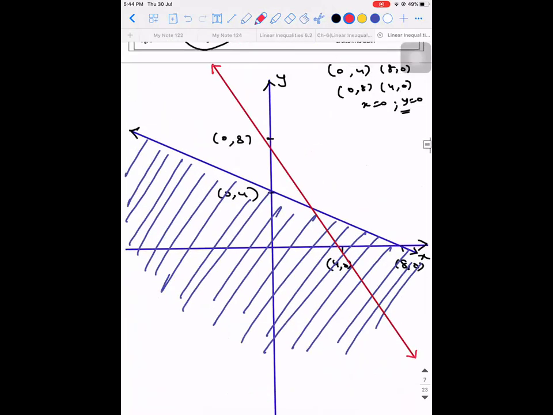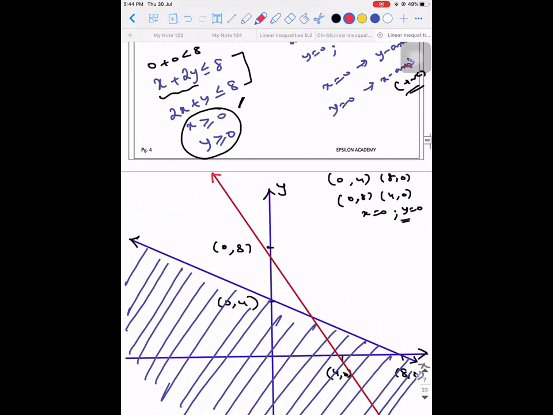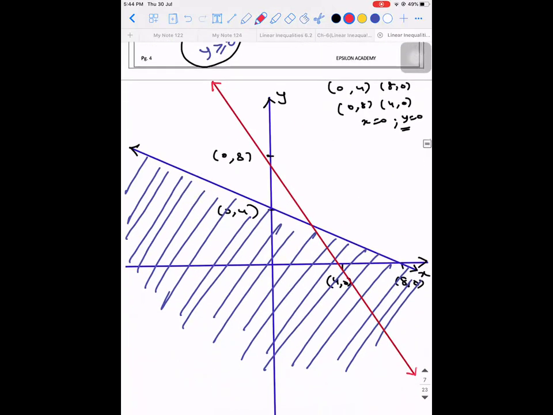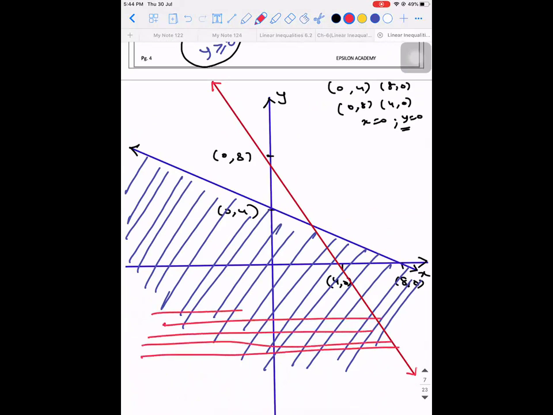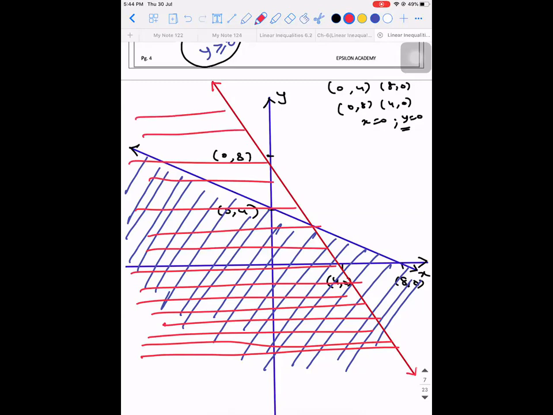Tell me, is origin included or not? Yes, sir. It is still included. So what I'll do, I'll use a different one. I'll use horizontal lines. Okay, going to get like this. So x greater than 0, y greater than 0. So where will it come? It will be in the first quadrant.